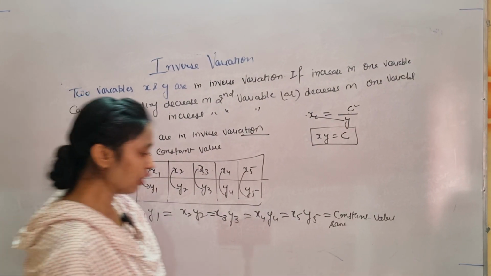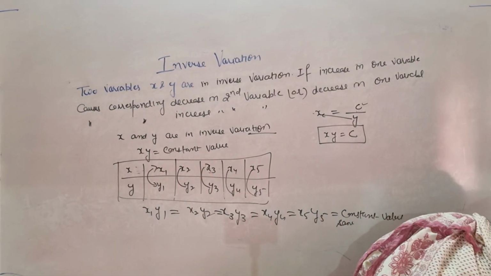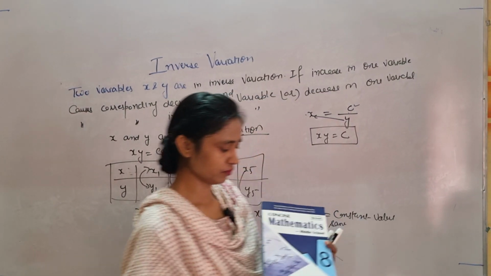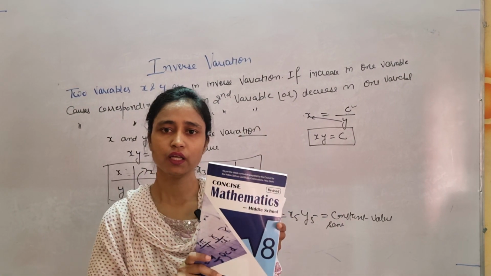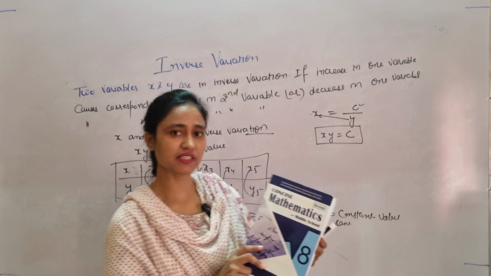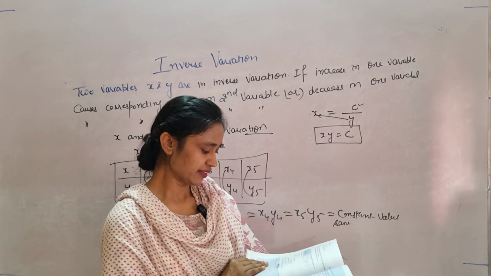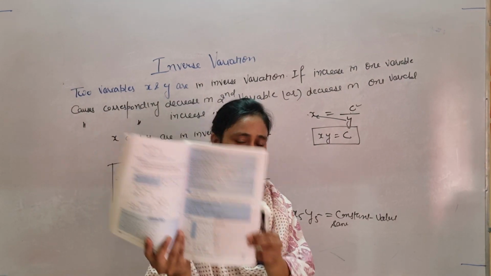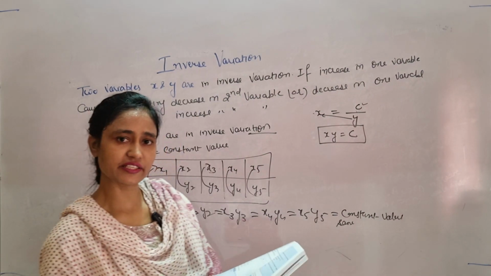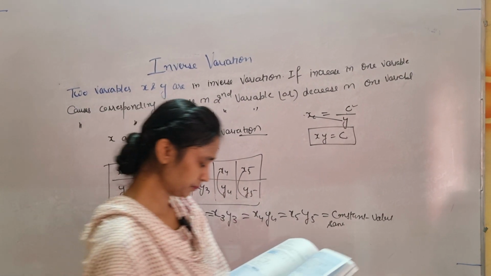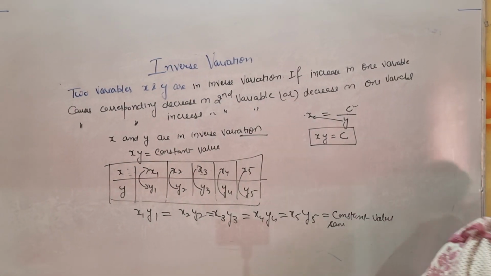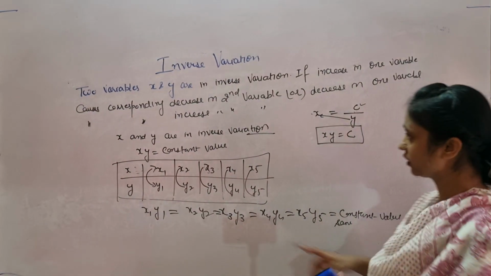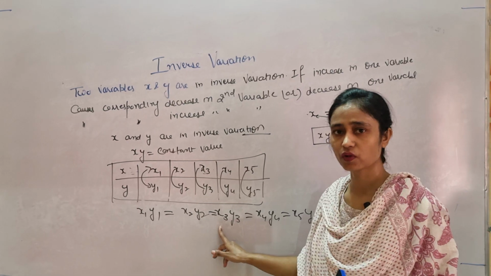Okay, now I am going to solve some sums from this book. This is a topic of 8th standard. I am going to solve from Selina, the 10th chapter, the second exercise on inverse variation. I am going to solve some sums of that exercise now. I hope this introduction is clear to you.